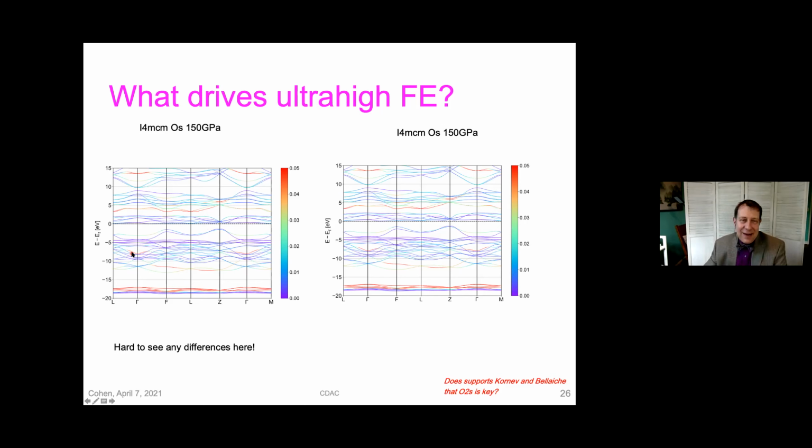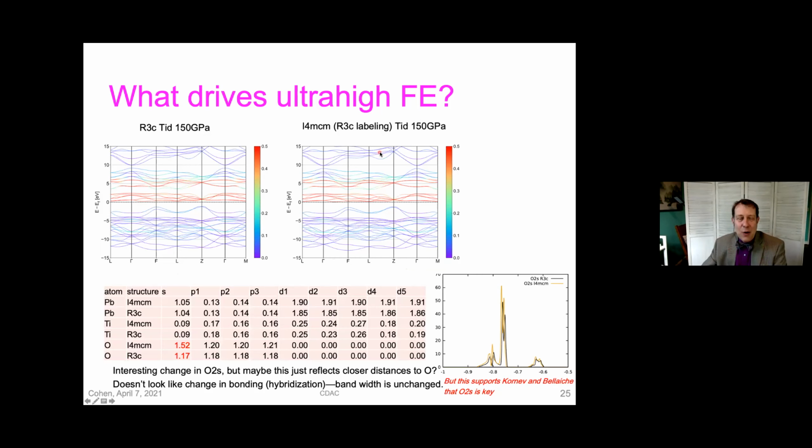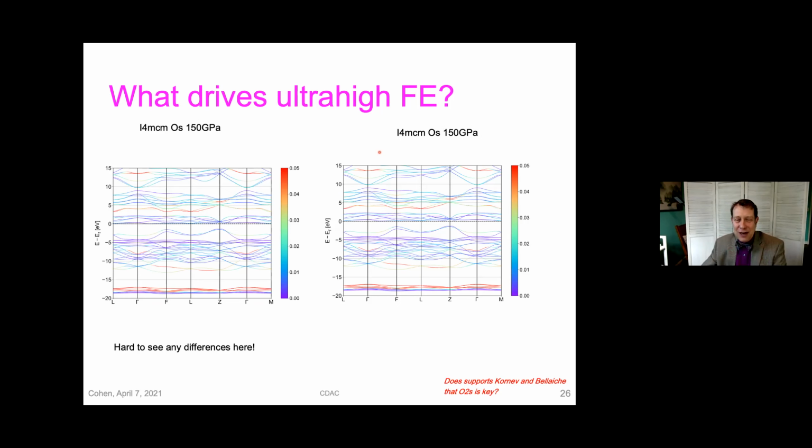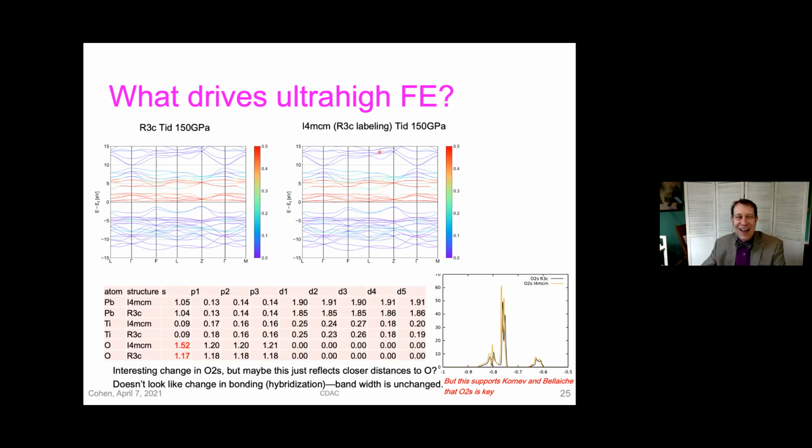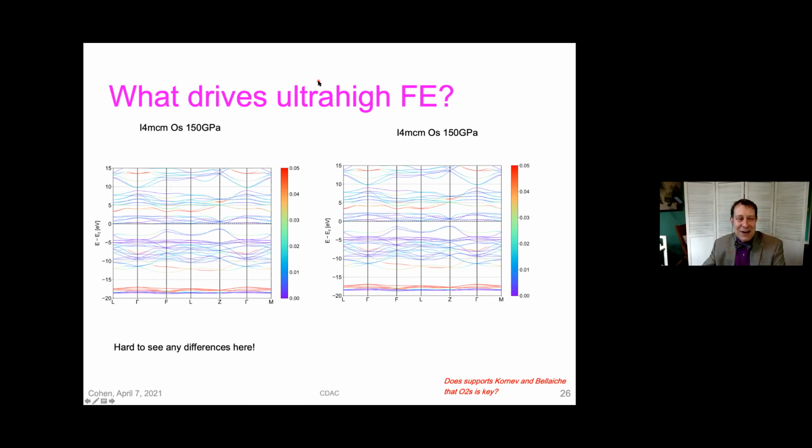On the other hand, this is mislabeled. I'm sorry about that. One of these is R3c. They do look identical, but they're not identical. The one on the left here is R3c, not tetragonal. So this is ferroelectric and this is non-ferroelectric, and yet they look almost identical. So I don't know if this really supports the story that the oxygen 2s is the key or not.